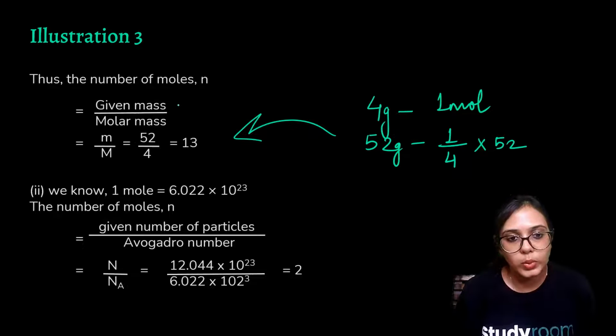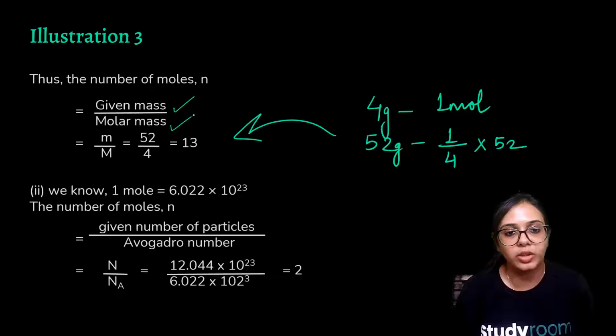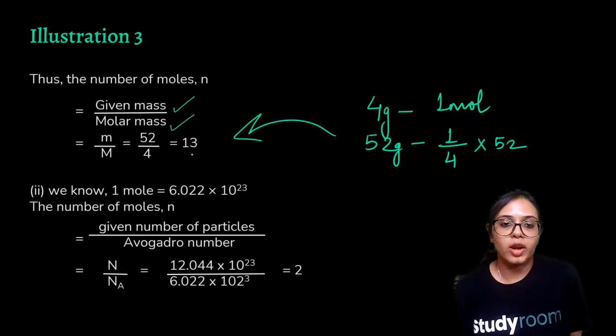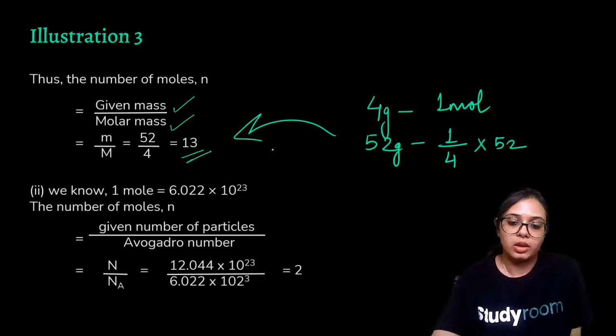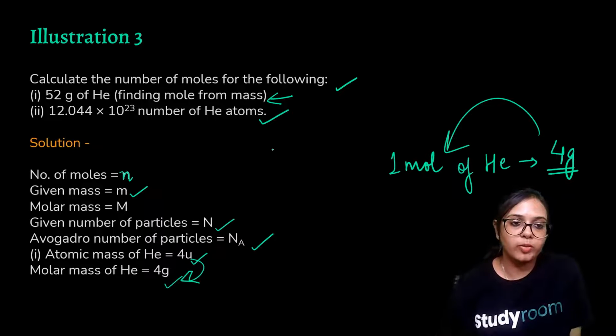So you divide the given mass by the molecular mass, that is 52 by 4, and you get 13. So 52 grams of helium will have 13 moles of atoms. Okay, let's have a look at the second part.